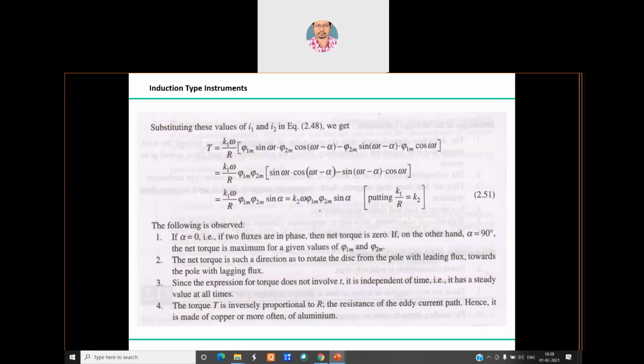Then the torque is also inversely proportional to R, the resistance of the eddy current path. The disk is made of copper, or more often aluminum. Remember, torque is inversely proportional to the resistance. So if you can reduce the resistance, a higher torque can be attained in less time. Therefore, it is normally made of good conductive materials.